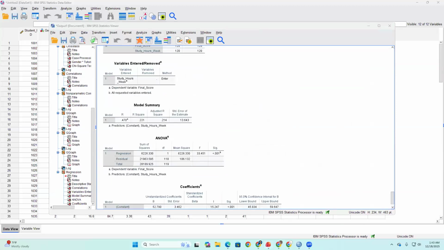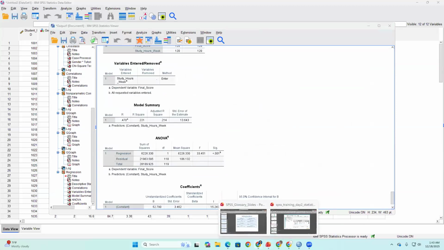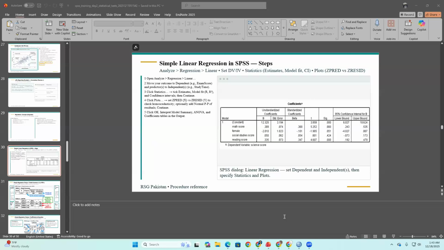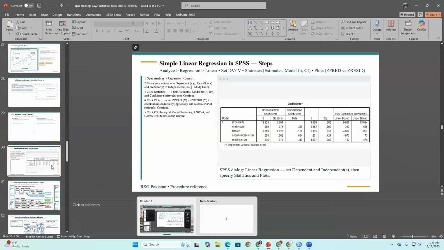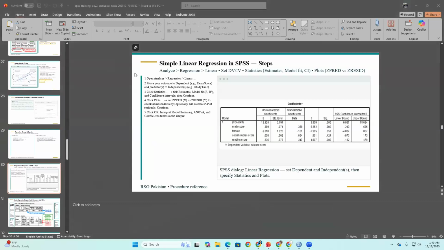Let me open the PPT and then you see that output, the annotated output. Gender cannot be a dependent variable. Why? Can you control the gender? We can't control the gender. Gender cannot be an independent variable. Let me share the annotated output for the regression, and then we see how much you understand that.